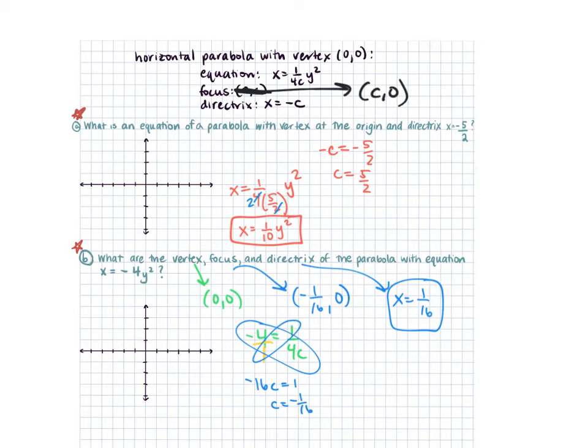Okay, hopefully this wasn't too bad for you. Negative C was negative 5/2, which means C was 5/2. So just plug that 5/2 in here. Multiply that by 4, you get 10, so x equals 1/10 y squared is the equation.